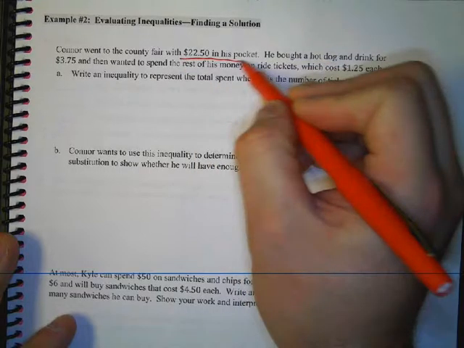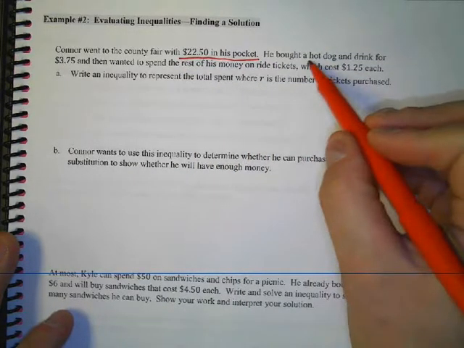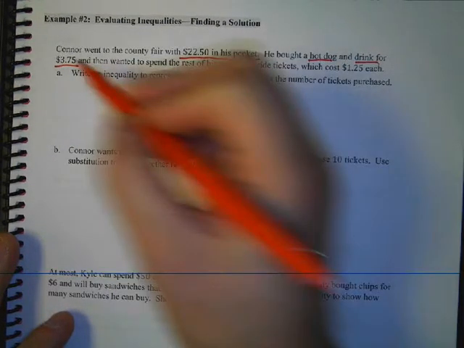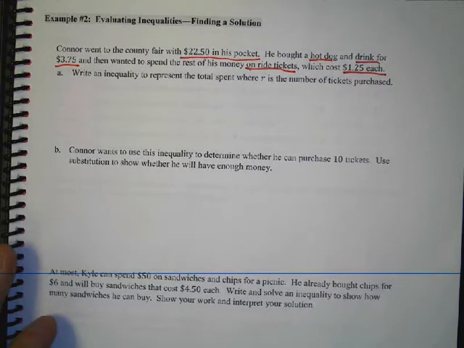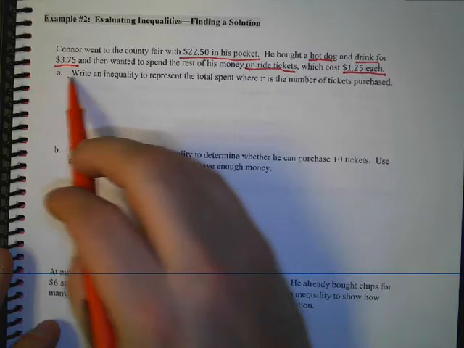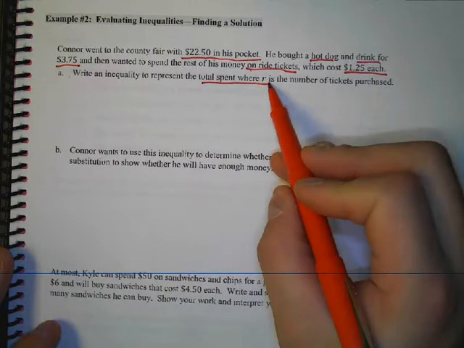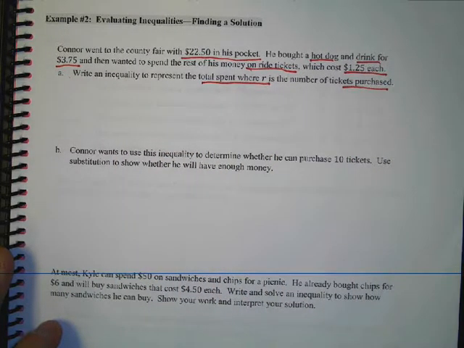He bought a hot dog and a drink for $3.75, and then he wanted to spend the rest of his money on ride tickets, which were $1.25 each. We're going to write an inequality to represent the total spent, where R is the number of tickets that are purchased. So I give you the letter. All right, so here's how this works.